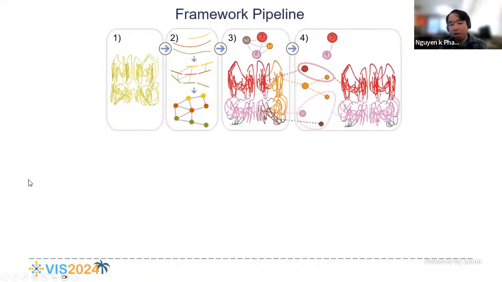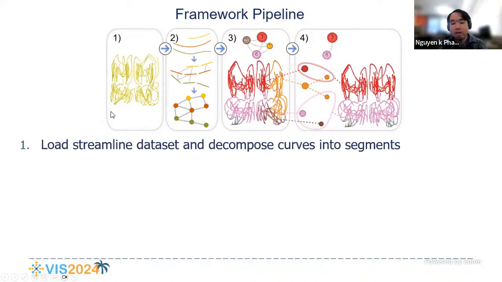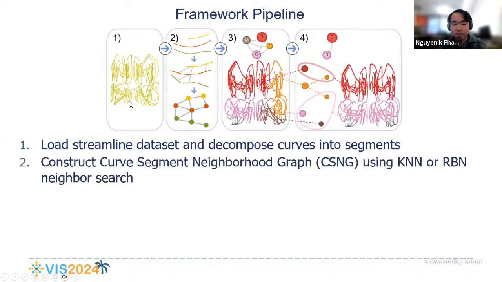Let's go over the pipeline of our framework. First, we start by loading a streamline dataset and decomposing the curves into smaller segments. This gives us a set of discrete elements to work with. Next, we construct the CSNG graph, which represents the relationships between neighboring curve segments. We use either k-nearest neighbors or radius-based neighbors to determine which segments are connected in the graph.